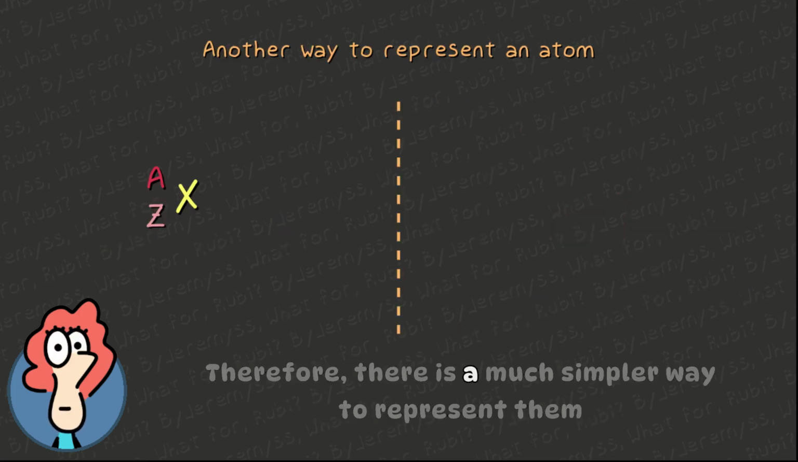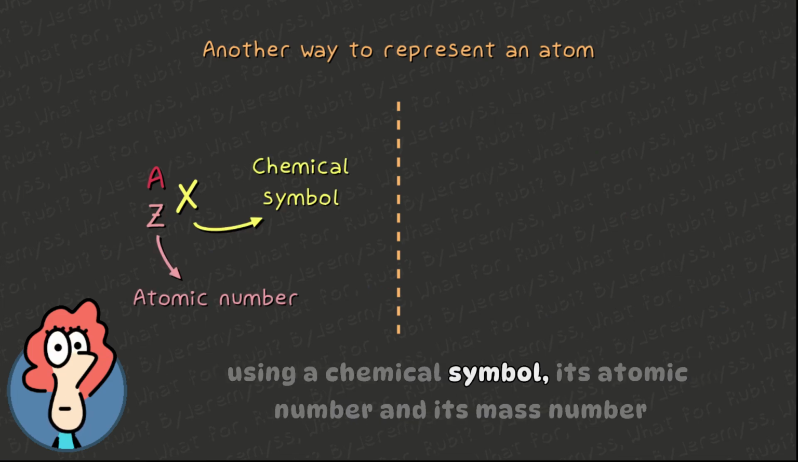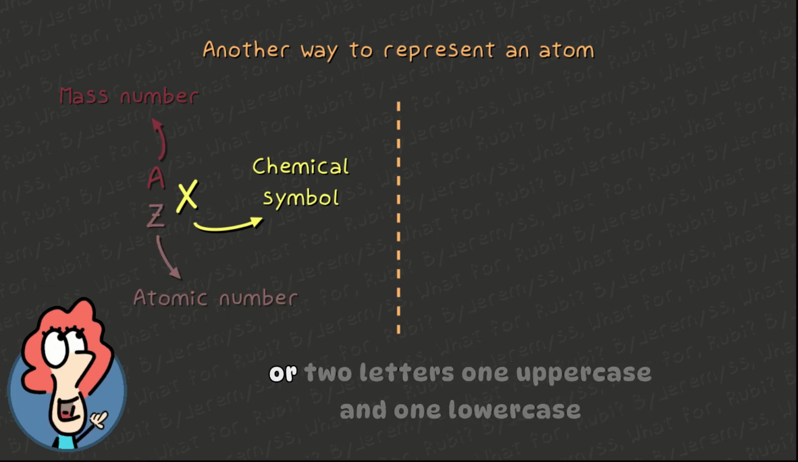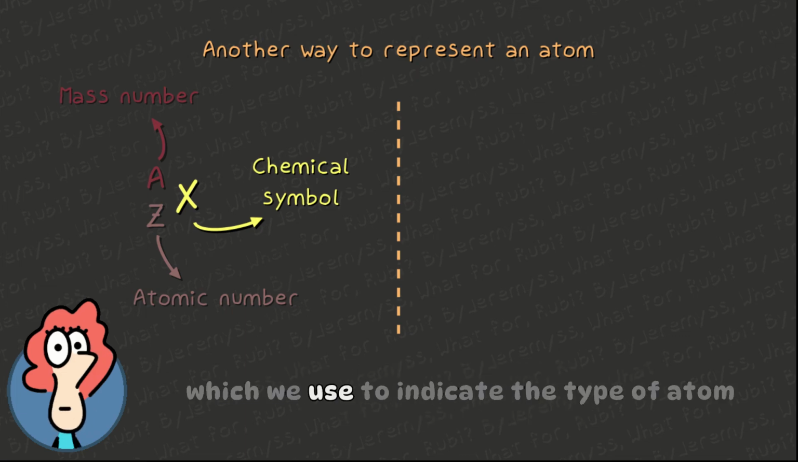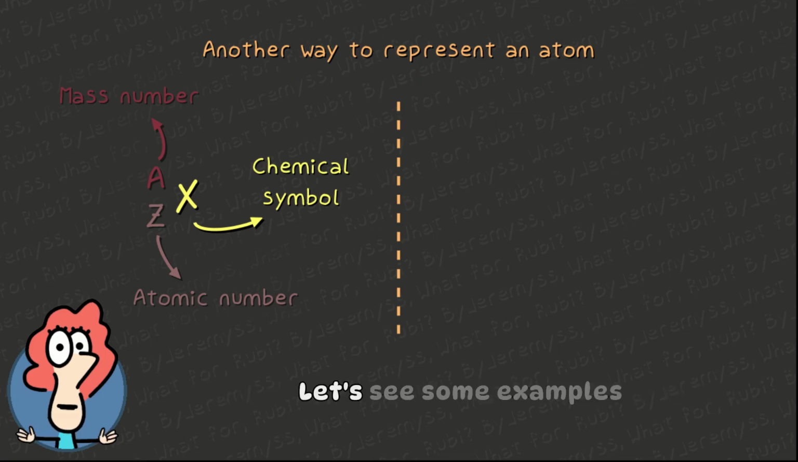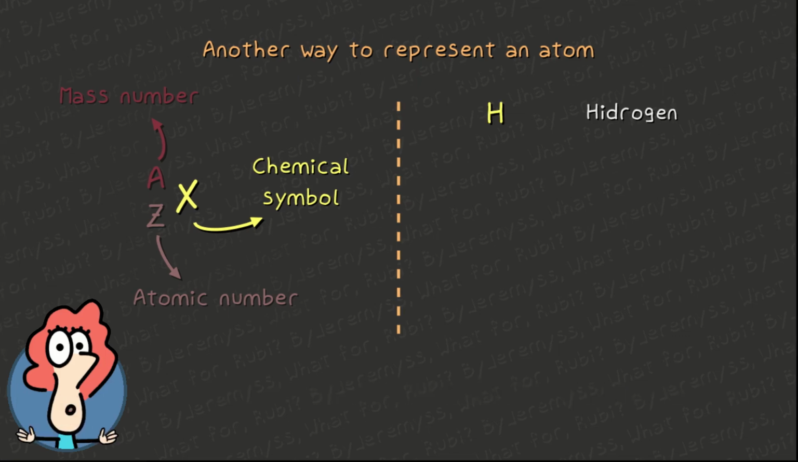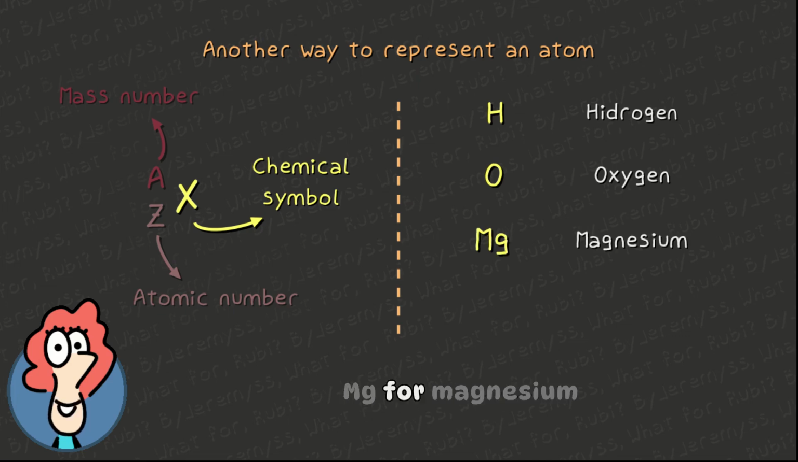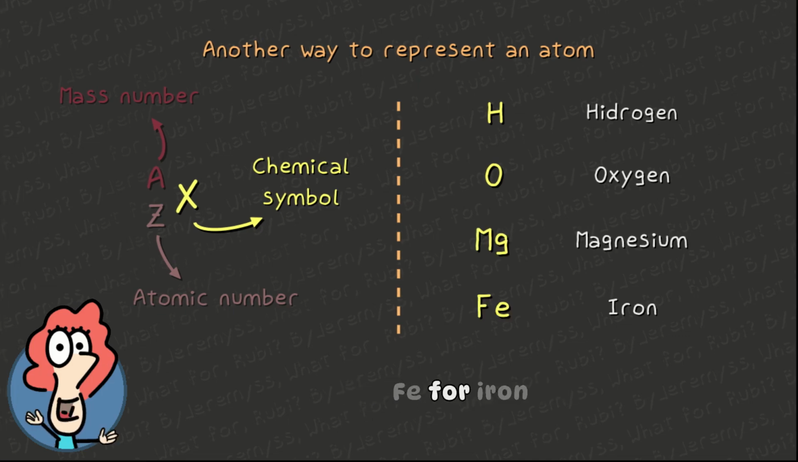Therefore, there is a much simpler way to represent them, using a chemical symbol, its atomic number, and its mass number. The chemical symbol can be an uppercase letter or two letters, one uppercase and one lowercase, which we use to indicate the type of atom. Let's see some examples. H for hydrogen, O for oxygen, Mg for magnesium, Fe for iron.